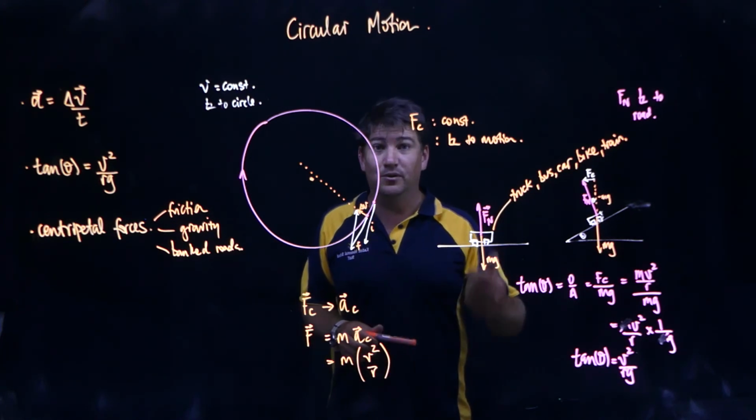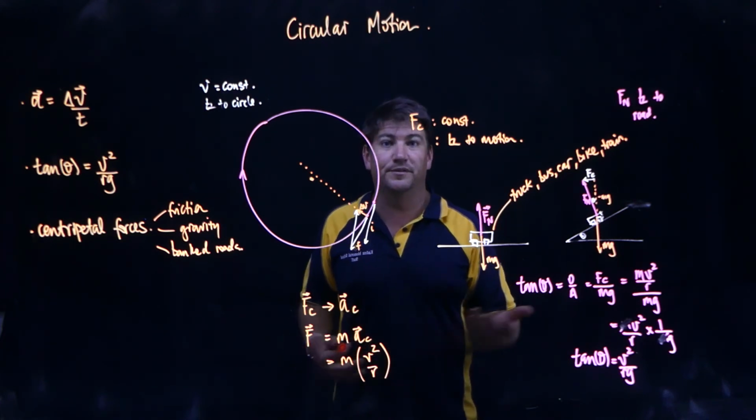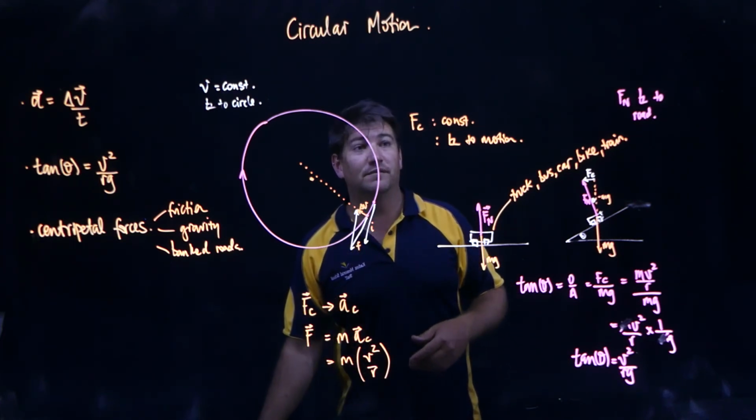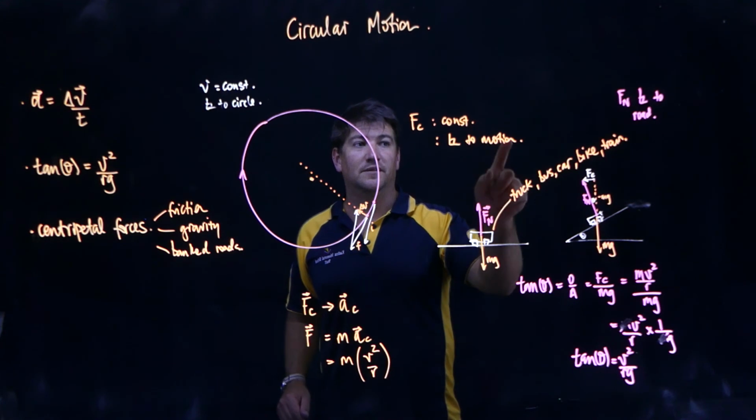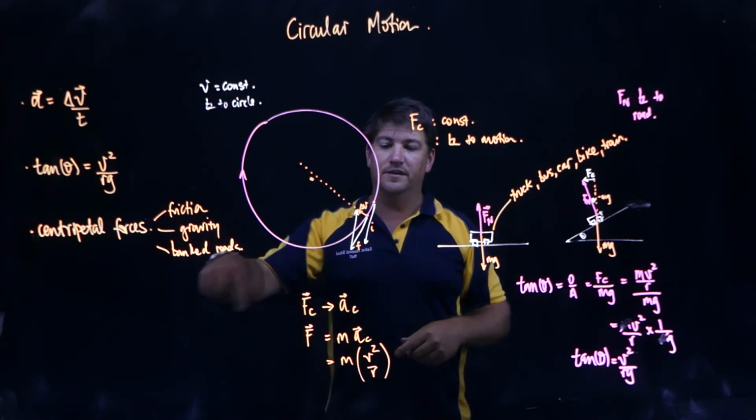Alright, so in order to be uniform circular motion, uniform means the same, circular means circle, motion means moving. And for those things to be ticked off, it needs to be this, and it needs to be this, and it can be caused by any of these things over here. Alright?